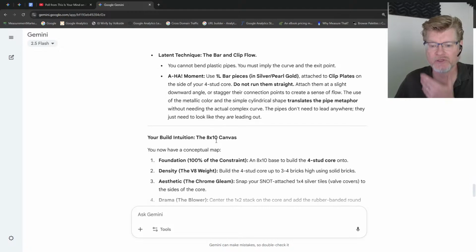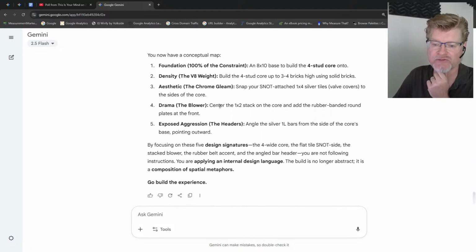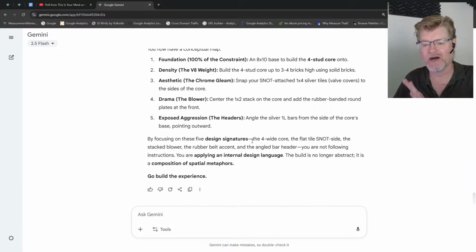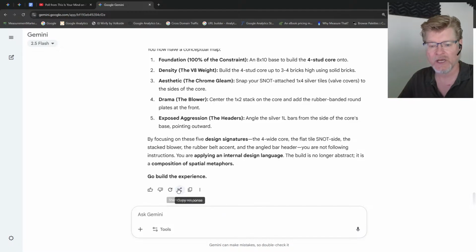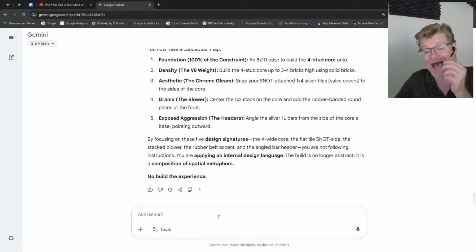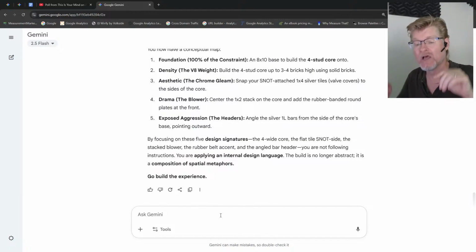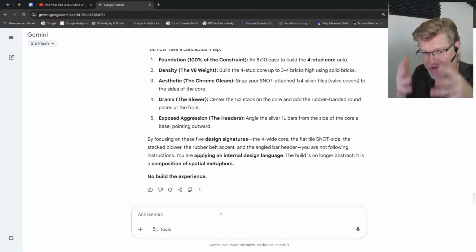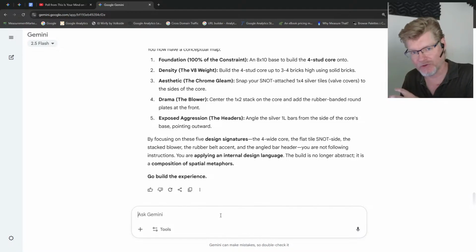So I'm going to continue here for a little bit. We got the 8x10 canvas, density, drama. So all that little fun stuff. I'm going to assume at this point, now it's like, go build the experience, right? Because now you've got something. Now at this point, if this was really well done from a Lego builder's perspective and had everything that she needed, at this point, she could just go do her thing.